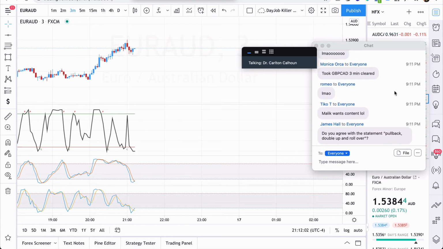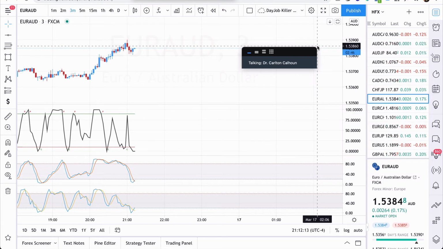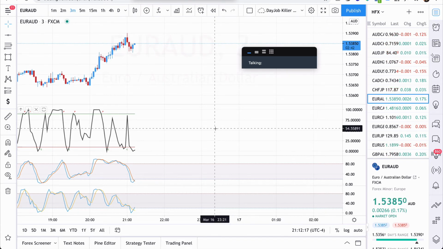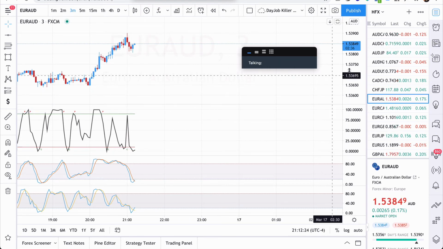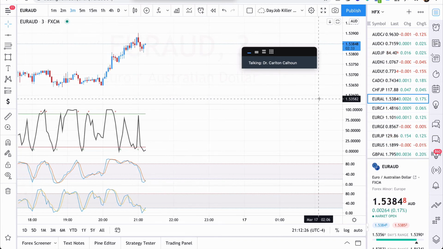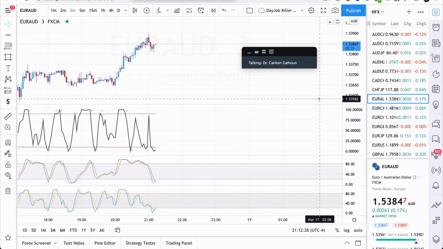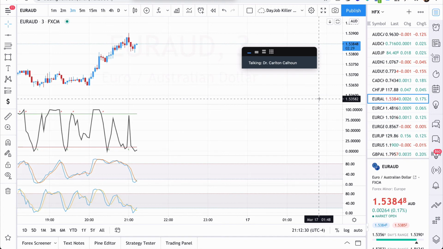Do you agree with the statement, pull back, double up, and roll over? No, I don't. It's all case by case basis, bro. Double ups and rollovers come with experience and gut. That's the best thing I could say. You should get a C on this real soon. Unless something strange happens, like unless you get a drop, you should get a C on Euro AUD.